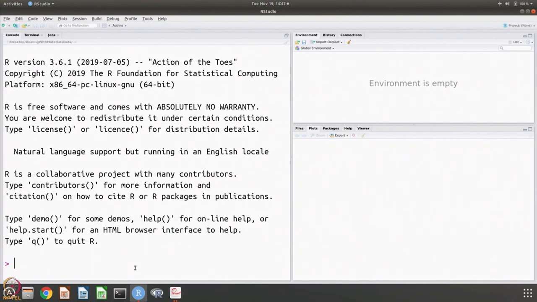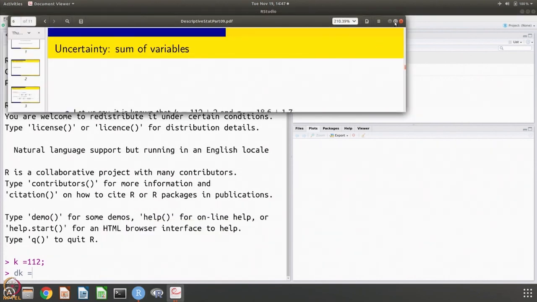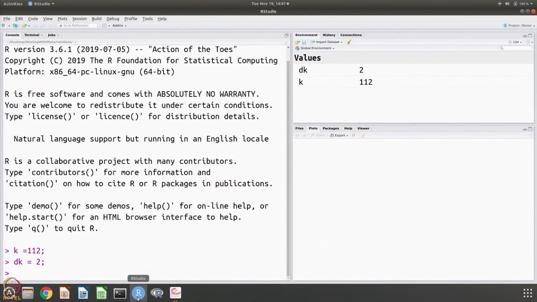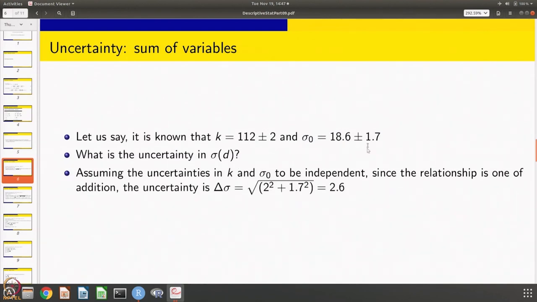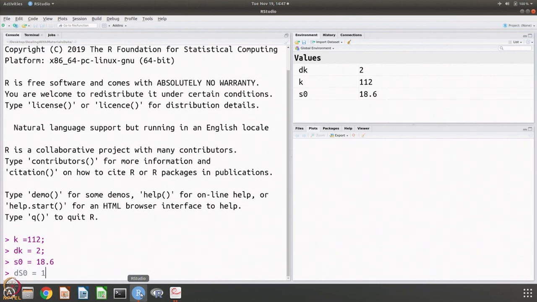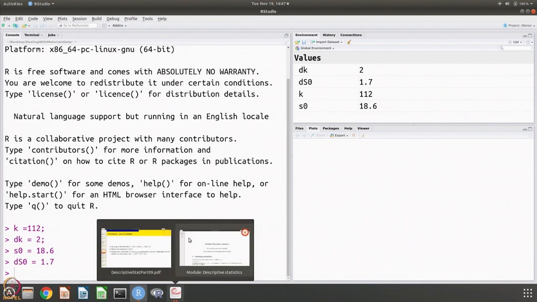So we want to say K is 112 and the uncertainty in K is 2, and S naught is 18.6, and DS naught is 1.7. Okay, so now we want to calculate the uncertainty in sigma, and because these quantities are in addition, all you need to do is to look at the corresponding formula.